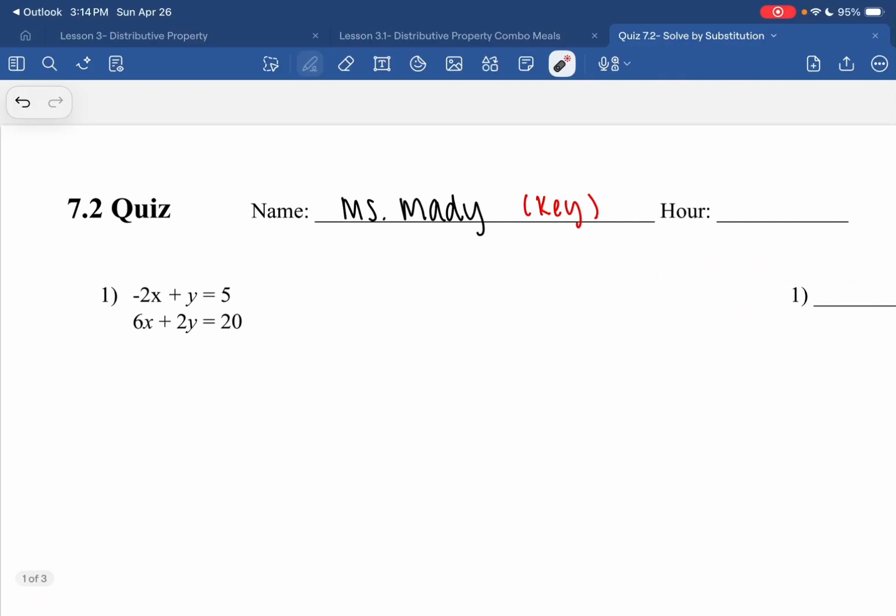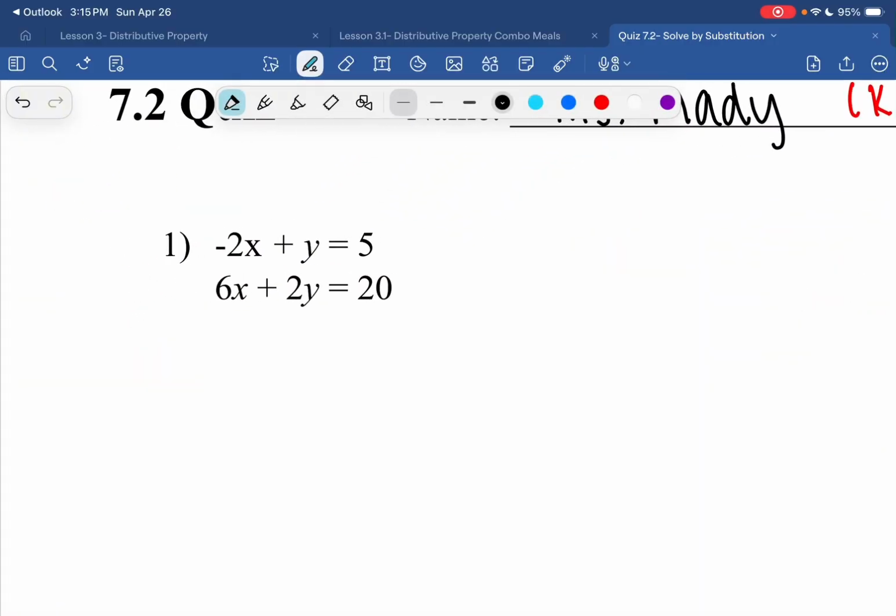Okay, so for the first one, I'm going to check, do I have something that says y equals or x equals? And I don't right off the bat, right? So then I'm going to find a coefficient of 1. And coefficient is the number in front of a variable. So I see here that y has a coefficient of 1. So I'm going to make this equation say y equals.